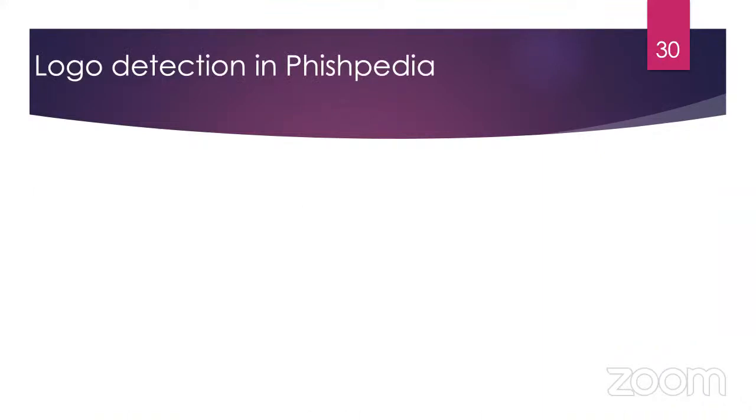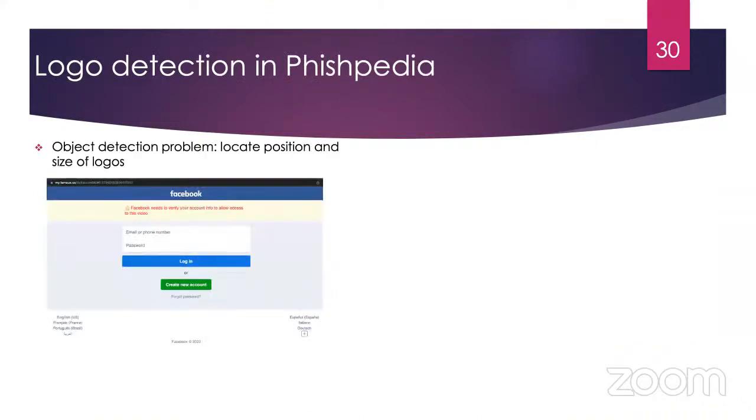So how do we detect logos in Phishpedia? This is a traditional, classical object detection problem. So you need to locate the position and the size of the logo. If you look at the logo, you need to find the X and Y coordinates, the height and width of the logo, right? And there are very well-known models. YOLO, for example, is a one-stage model and has over the years had different variants or versions that have been making improvements. And Faster R-CNN is another model, which is a two-stage model. In our experiments, Faster R-CNN worked better in terms of accuracy.